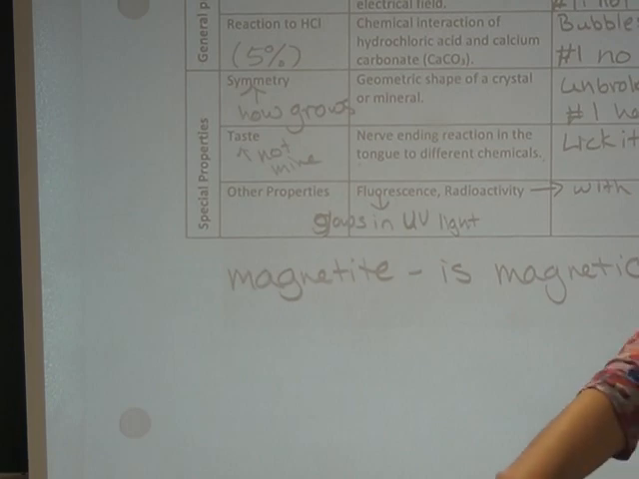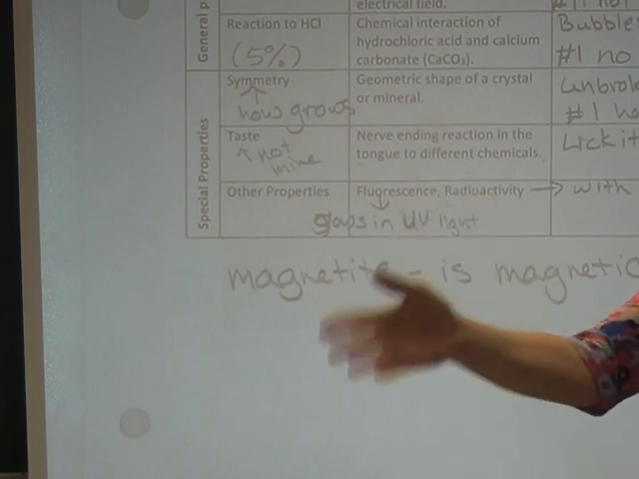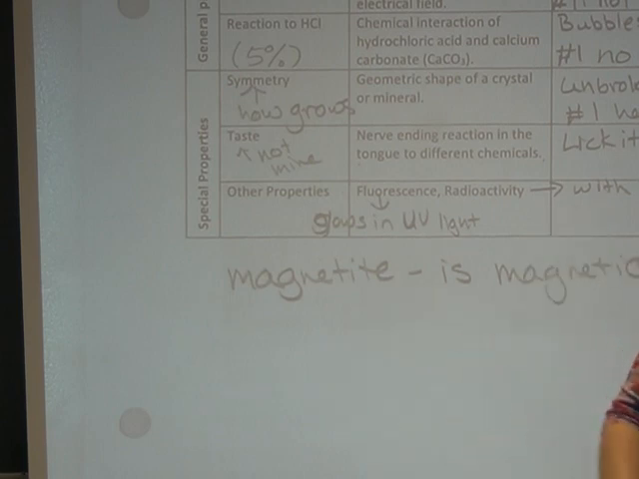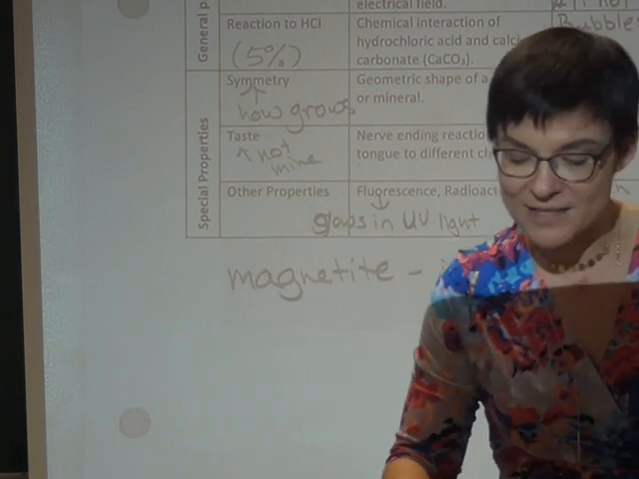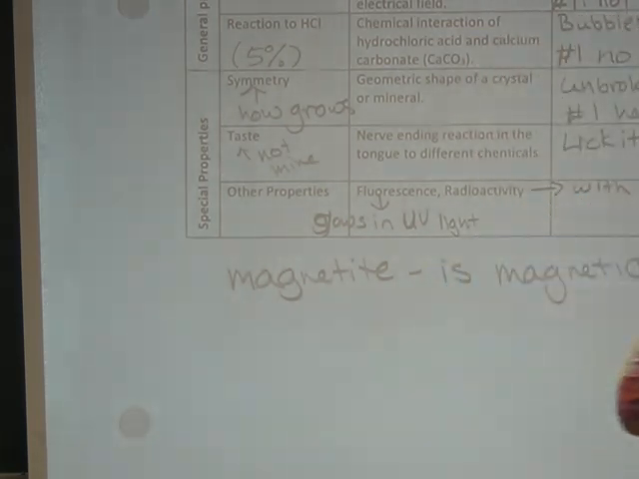However, it's totally safe, okay? It's not going to hurt you. You're not going to have superpowers or cancer, okay? So don't worry too much about it. But that's a good example. Apatite is a good example of a mineral where radioactivity can help us identify it.